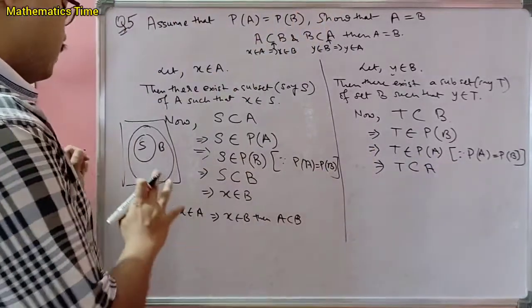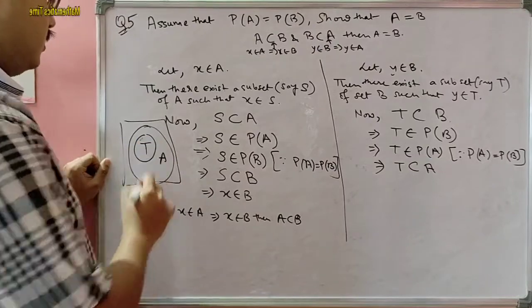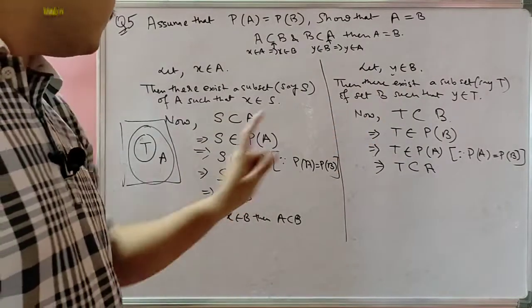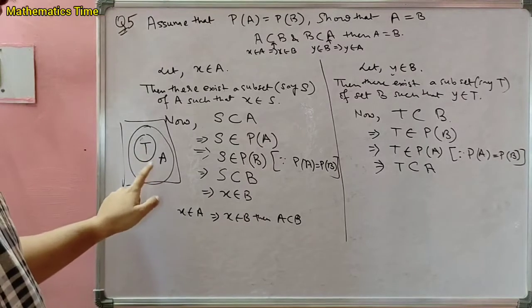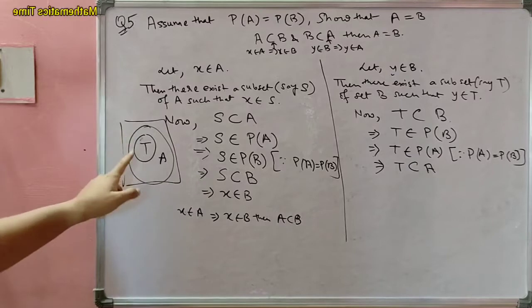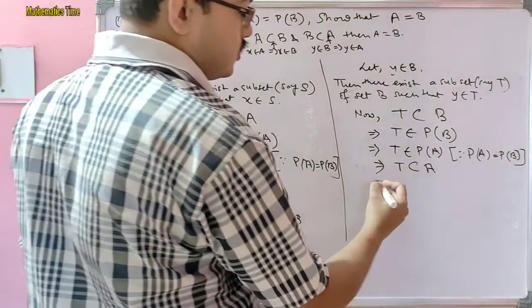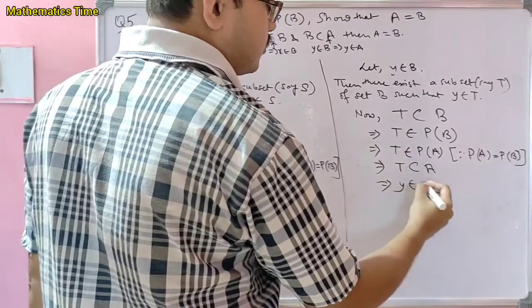Now same here, this is A, this is T. So Y belongs to T. Y is an element in T. So the element Y must be an element of A, because T is a subset of A. Okay, so Y must be belonging to A.